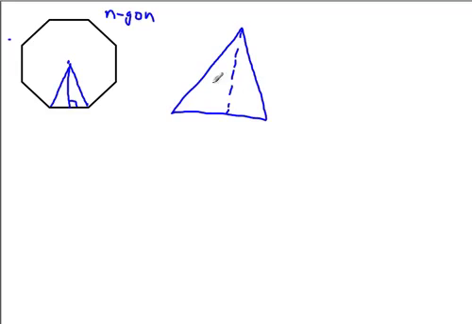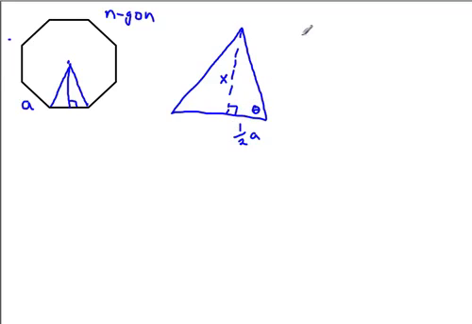Okay, and let's call the side length of our n-gon A. So in our little triangle here, this is half A. This distance is half A. We'll call this angle theta. And we're going to try and find the height of this triangle here. I'm going to call that x for now. So what we're going to do is actually find a measure of theta first.